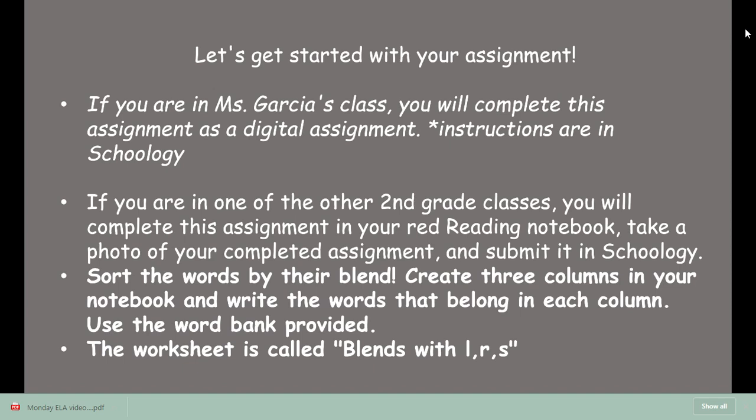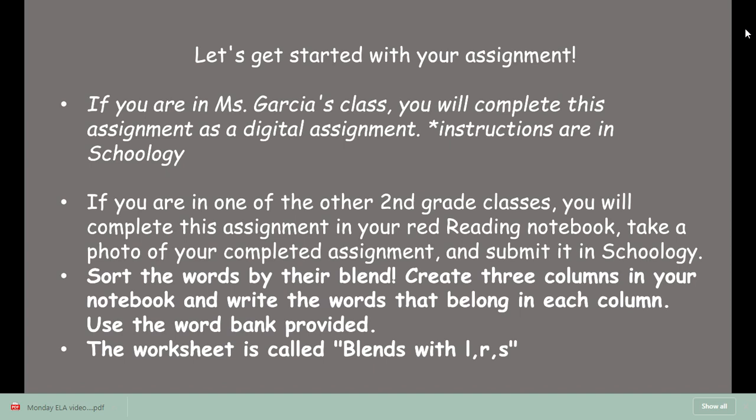So your assignment today for your spelling words is going to be a word sort. If you're in Miss Garcia's class, you're going to complete this assignment as a digital assignment, and that's posted in Schoology. If you're in one of the other second grade classes, you are going to complete this assignment in your red reading notebook. You're going to take a photo of your completed assignment and submit it in Schoology to your teacher. So we will sort the words by their blend.